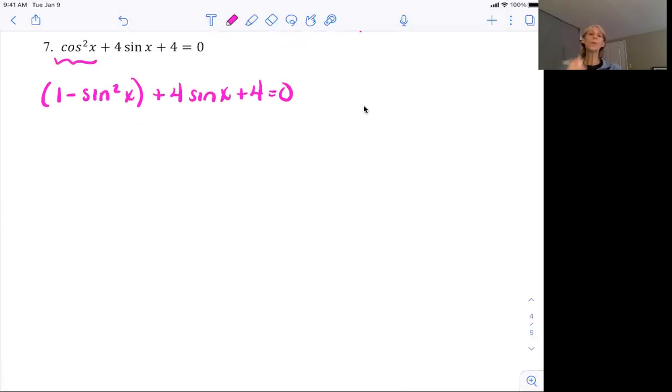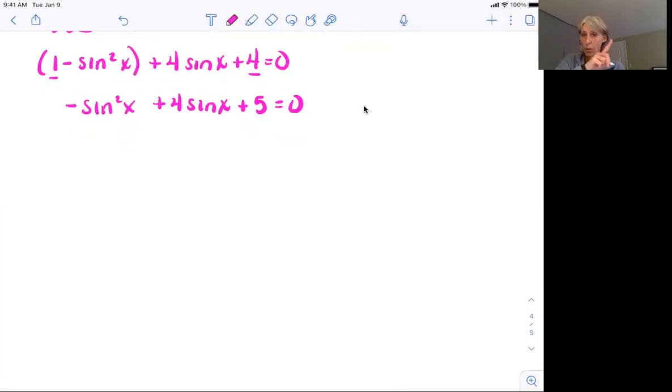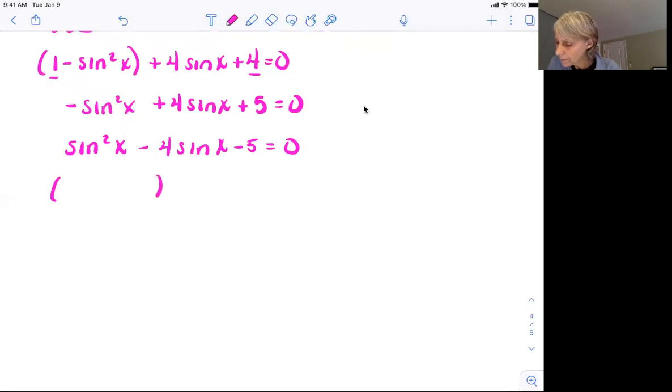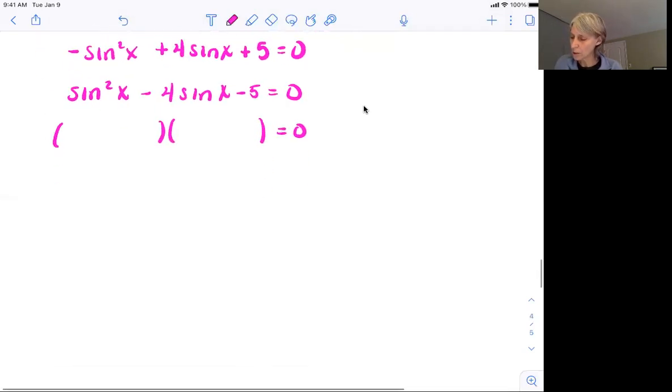Now I'm going to just work through and combine like terms. So I have negative sine squared x plus 4 sine x, and 1 plus 4, which is 5, equals 0. I don't want that negative out front, so I'm just going to change the sign. That's just dividing through by negative 1. Now I'm at a good spot because I have everything in terms of one single trig function, and I can factor this. And this is an easy one because it's not even a tricky trinomial.